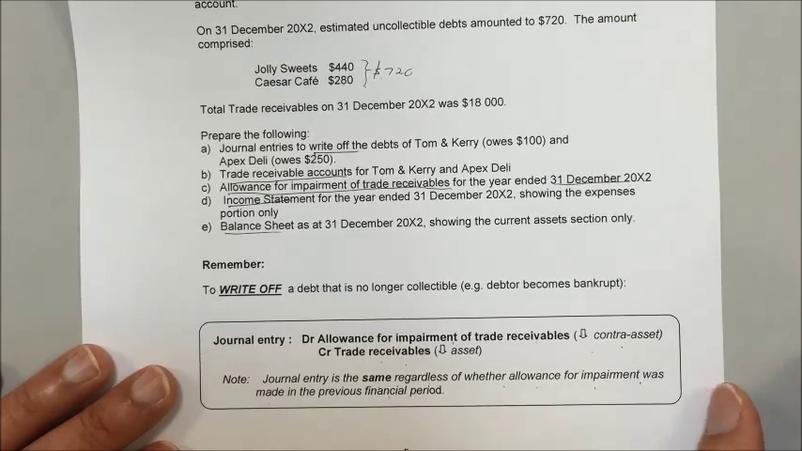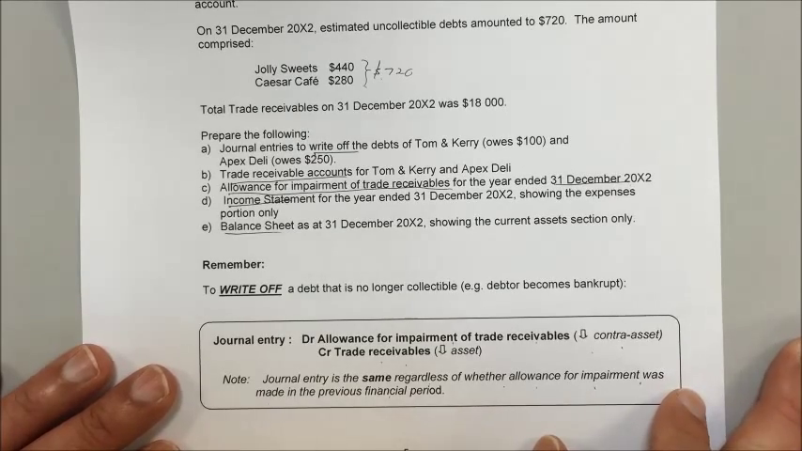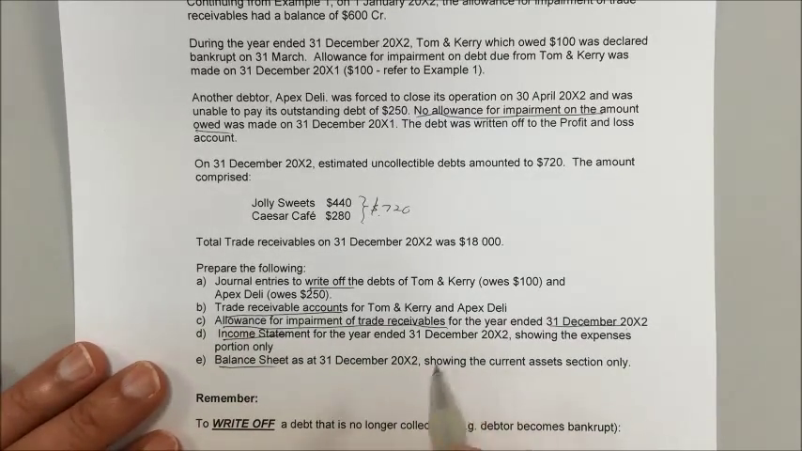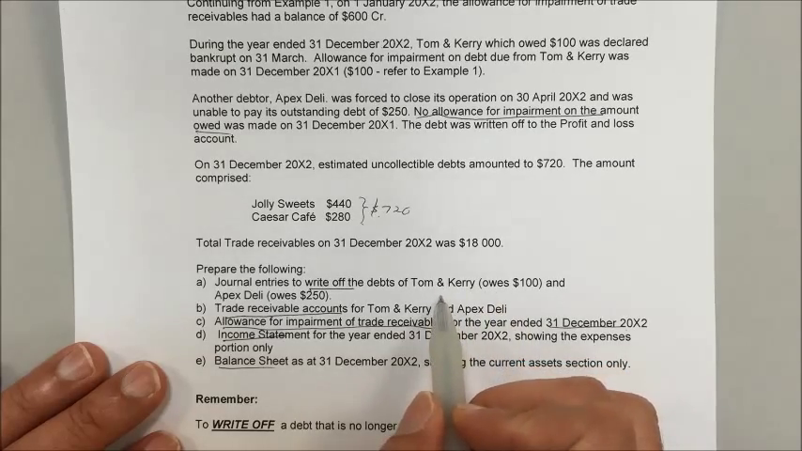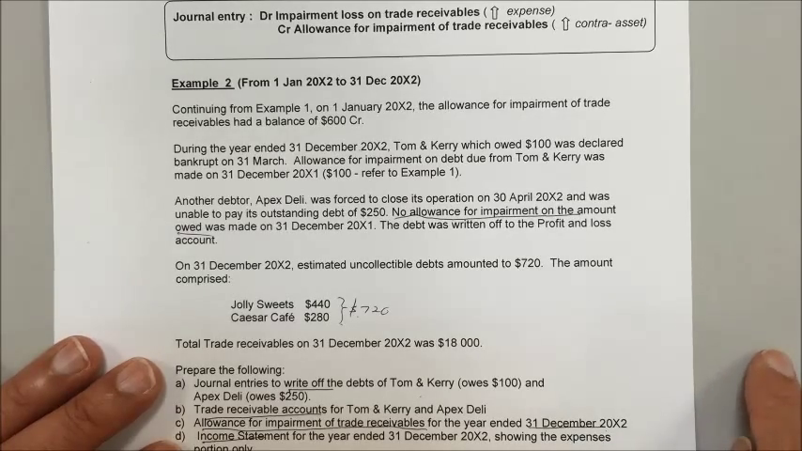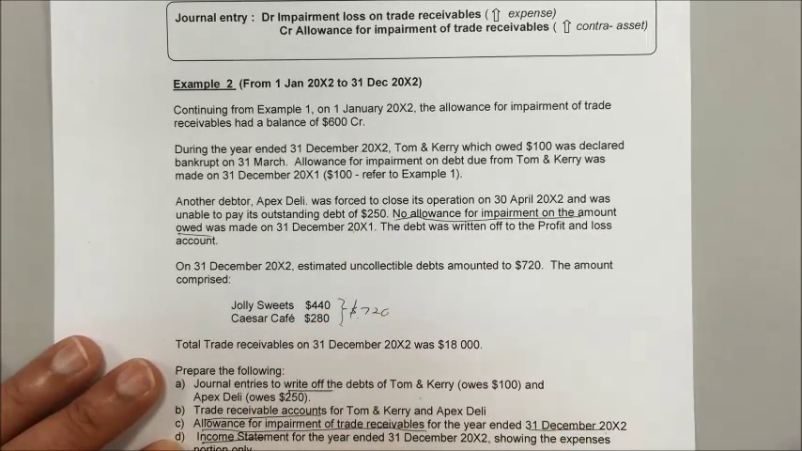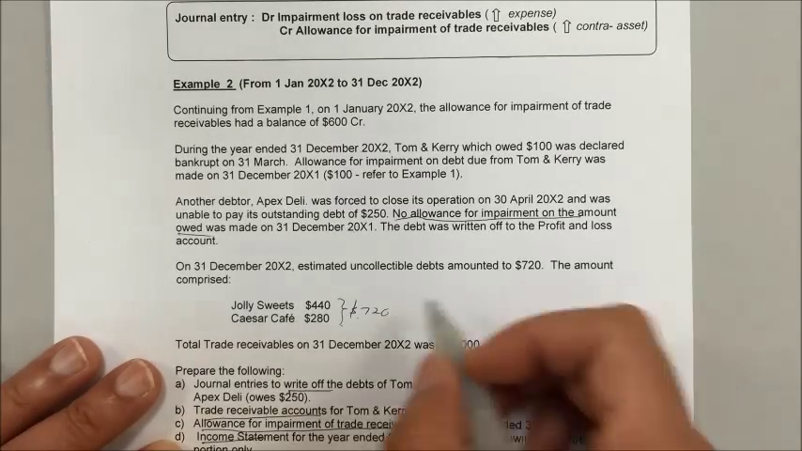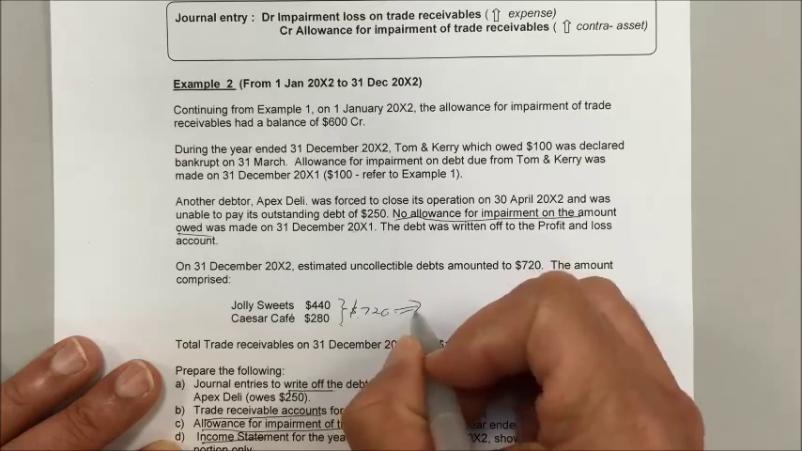So for this question, actually there are three things that you need to take note of. Number one, the business had made an allowance for impairment of trade receivables for Tom and Carrie, and is now writing the debt off. Number two, the business had not made an allowance for impairment of trade receivables for a debtor in the previous year, for Apex Deli, this one, and it now has to write the debt off. Now number three is, after taking into account the writing off of the debts, the business has to increase the allowance for impairment of trade receivables to $720 credit. This is what we call the required ending balance.